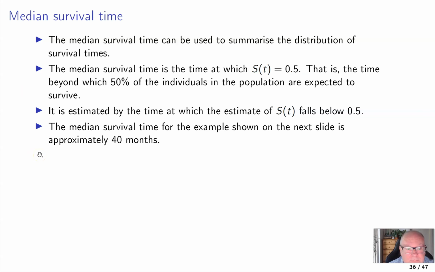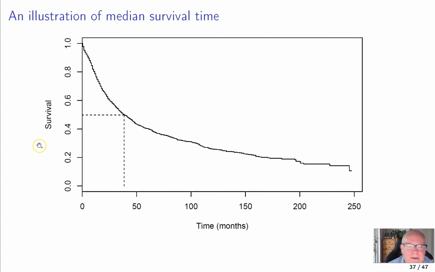So here's an example on the next slide. This is not an example we've seen before, but if you go to the survival of 0.5, go across to the survivor function, go down, and here's the median here. So around about 40 months. So 50% of this population will survive 40 months or longer.